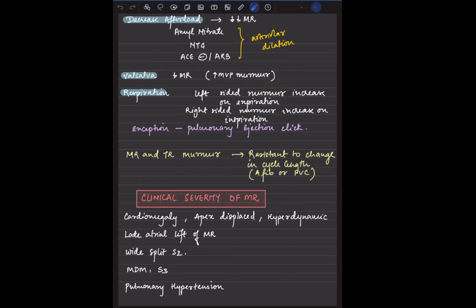Okay, so coming to the clinical severity. Now, how do we know that this patient is having severe MR?